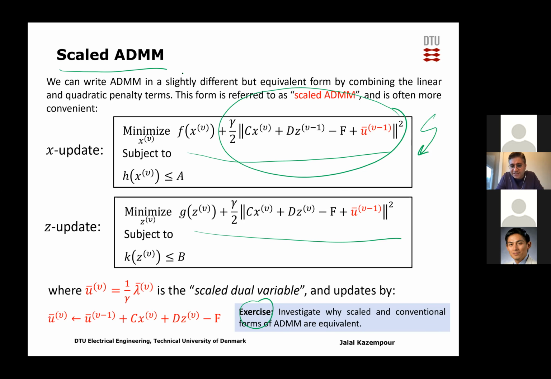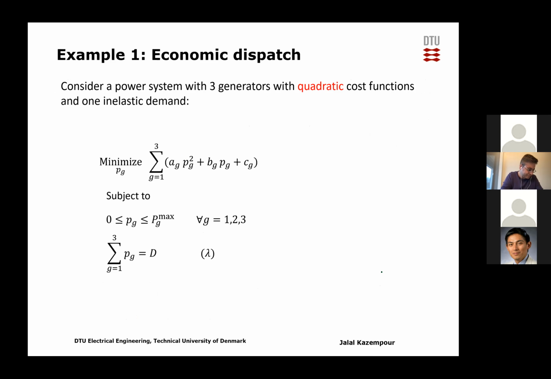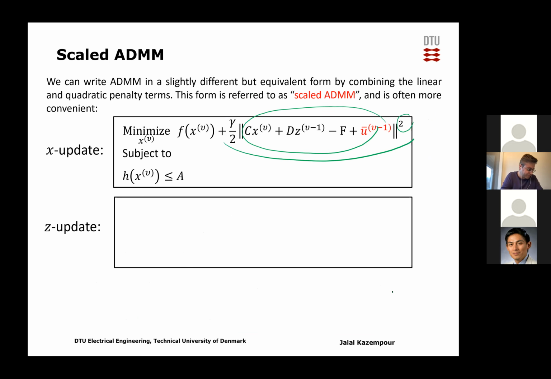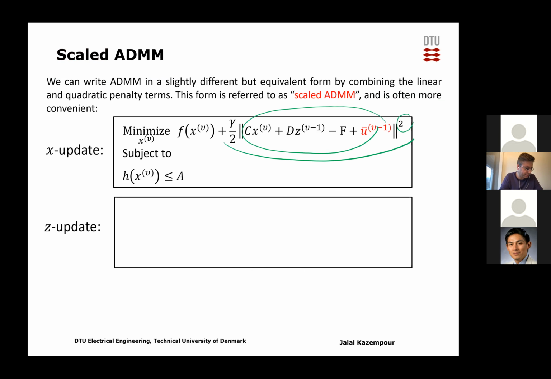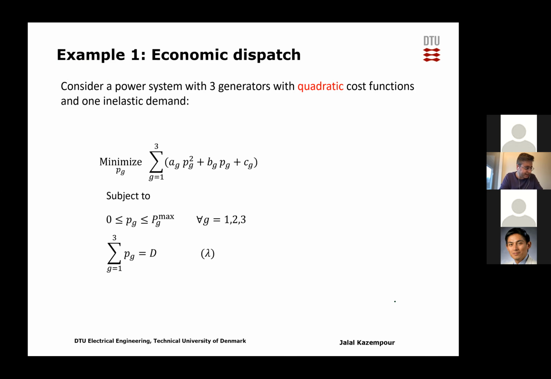Achilles asked, is gamma on the penalty term the same as the step size? Yes. In our ADMM, this gamma and this gamma in the objective functions are identical. So is the scaled ADMM clear?